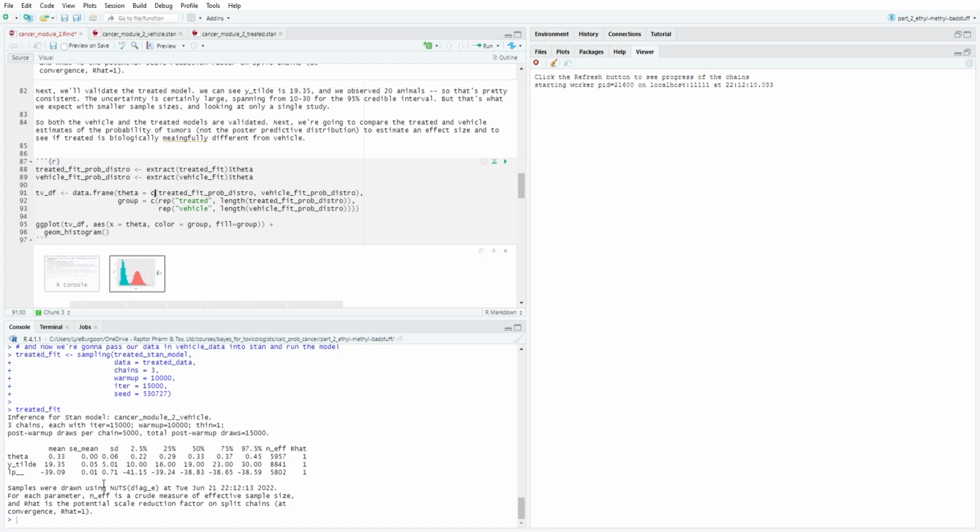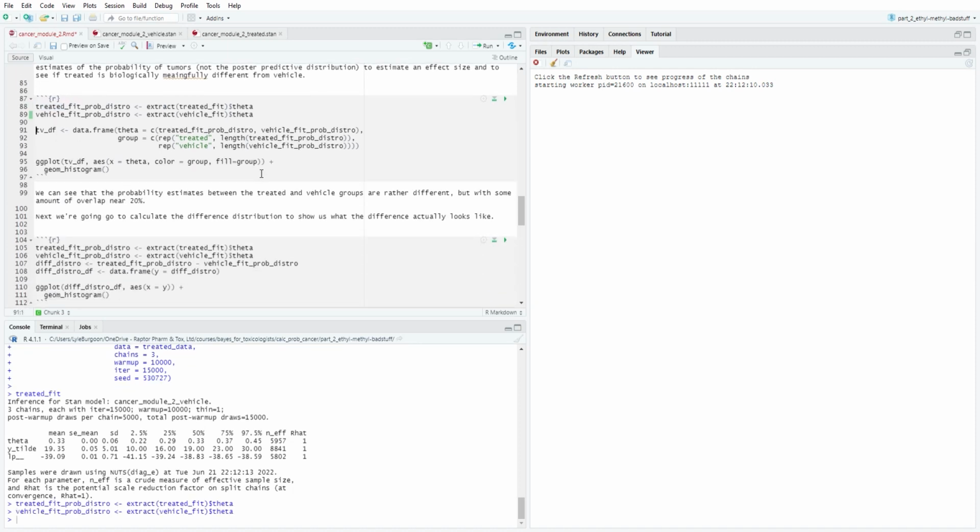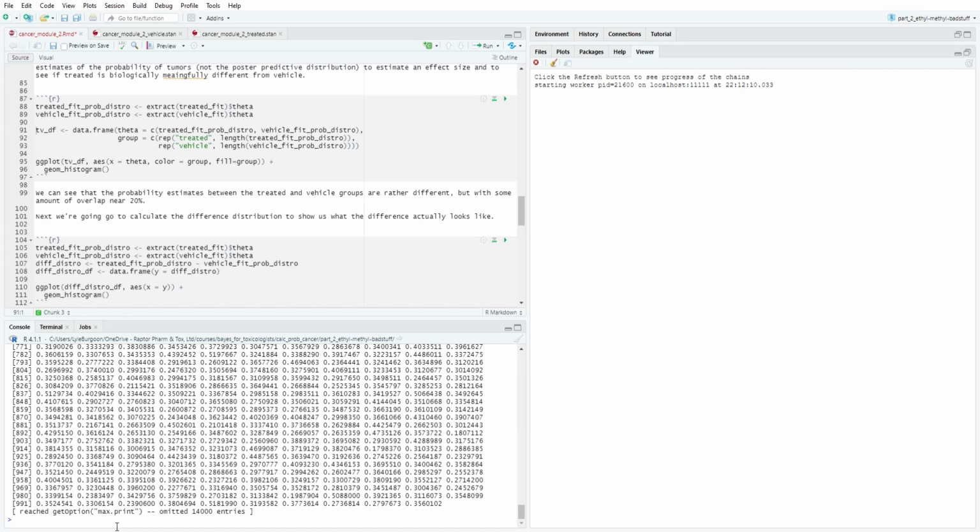So let me just run something real quick just so you can see it. I'm going to run this one, and this one. And what I want you to see is what treated fit prob distro looks like. It's a really long mess, but this is a vector. So the way to think of a vector, the way I like to think of it anyway, is you have a really long table.